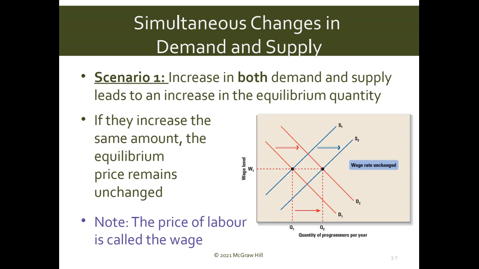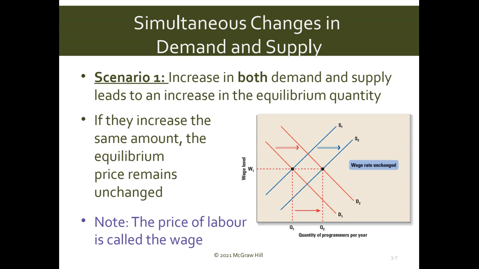So in scenario 1, increase in both demand and supply. By increase, I mean I'm shifting demand curve to the right and also supply curve to the right. So both curves are shifting rightward. You can see in the diagram as well. So demand curve is shifting from D1 to D2, rightward shift, and supply curve will also shift from S1 to S2. So if they increase the same amount, the equilibrium price remains unchanged.